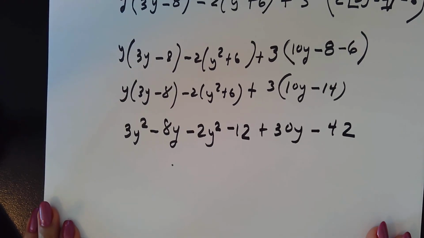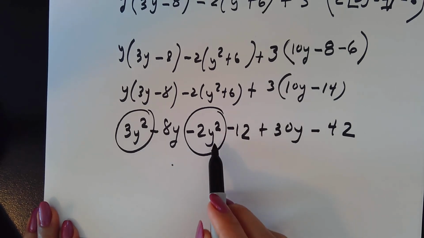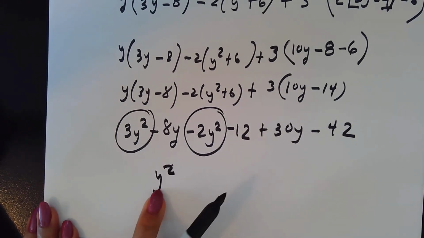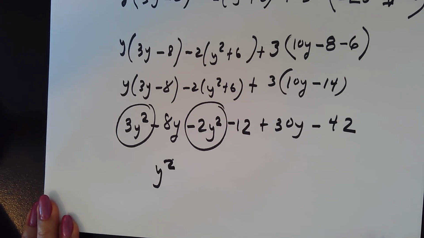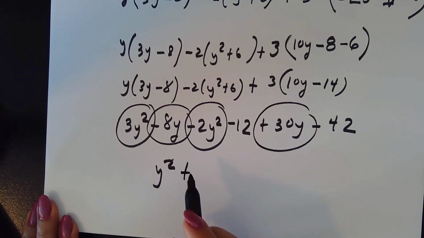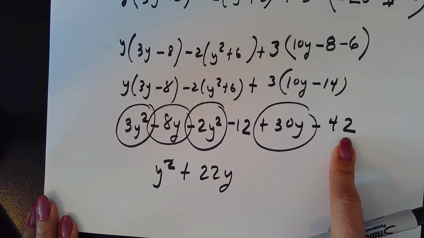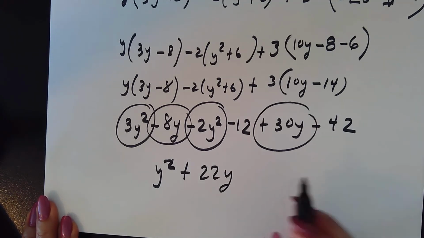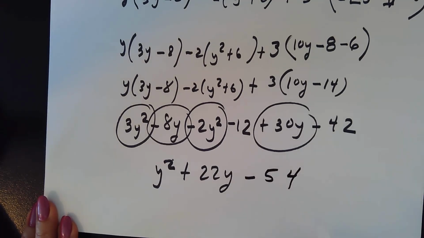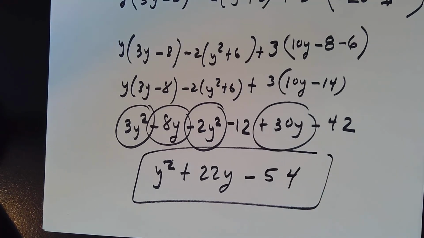And then go ahead and simplify whatever you can. The like terms, these are like terms, so 3y squared minus 2y squared is 1y squared. You don't write 1y squared, you just write y squared. And then minus 8y plus 30y, that's going to be plus 22y, right? And then minus 12 minus 42, that's going to give us minus 54, correct? Minus 54. And so that's the answer, y squared plus 22y minus 54.